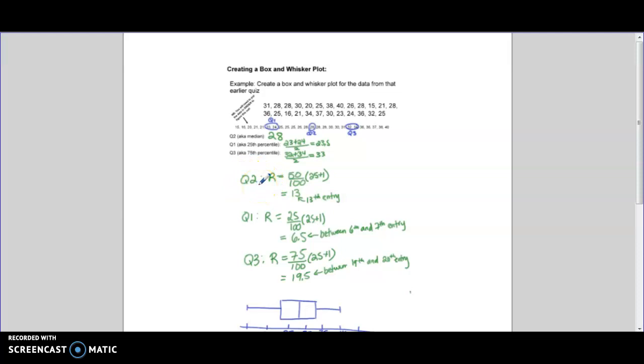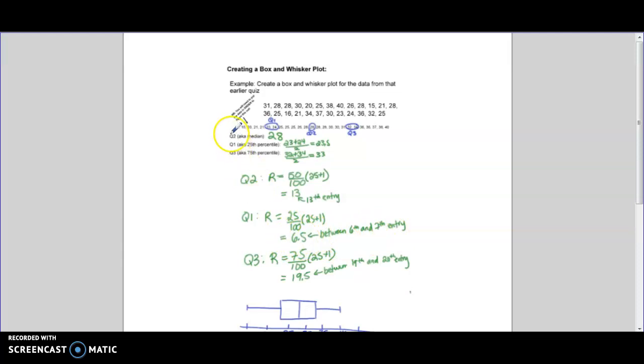Okay. We also need to figure out Q1 and Q3. So what changes in the formula? Well, Q1, as we know, and it tells us in the question here as well, is the 25th percentile. So your numerator here is 25, representing the 25th percentile. Solving the equation here gives us 6.5. So that tells us that Q1, or the 25th percentile, is located between the 6th and 7th entry, because our rank is 6.5.